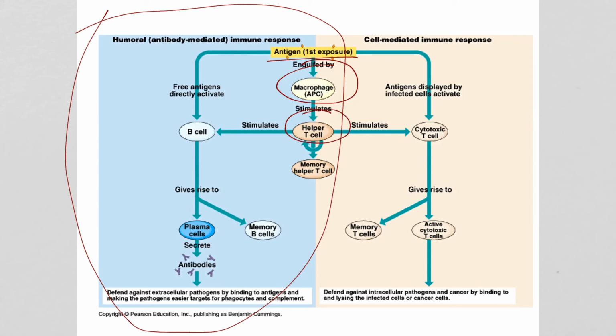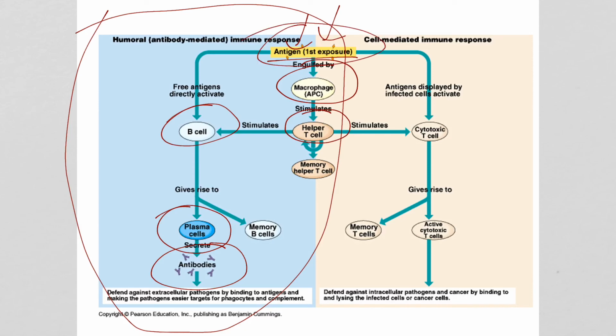That helper T cell is now active. It's going to release interleukins, and it's going to stimulate B cells or B lymphocytes, but only B lymphocytes specific to this antigen. Once they're stimulated, those B cells are going to go through clonal expansion. Most of the B cells are going to differentiate and become plasma cells, which will make antibodies specific to this antigen. They attach to it and help your body to rid itself of that antigen.